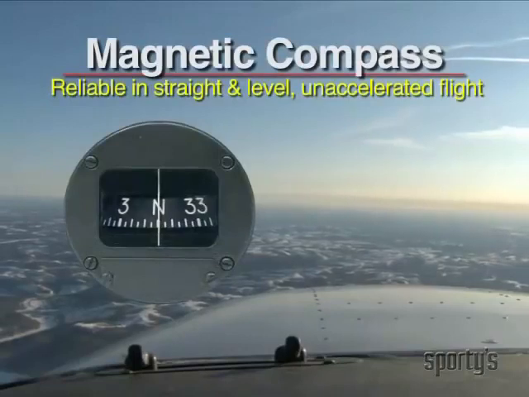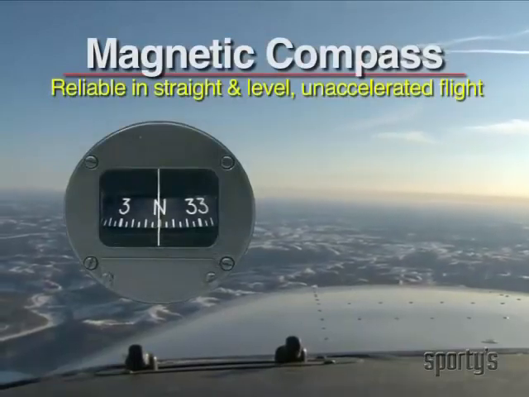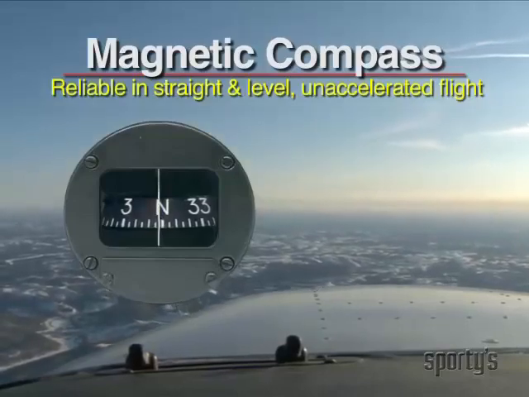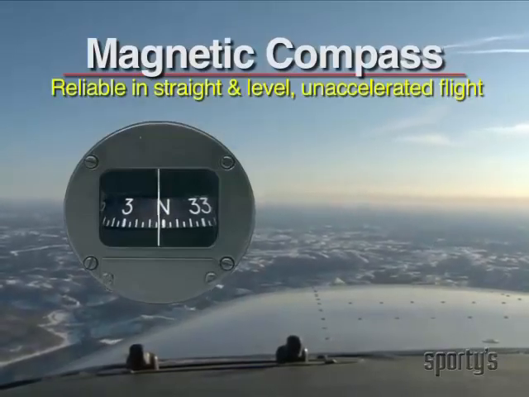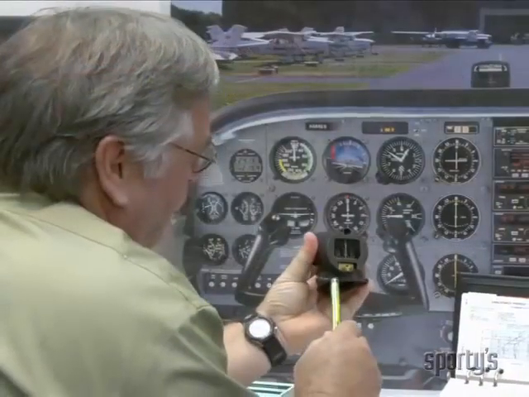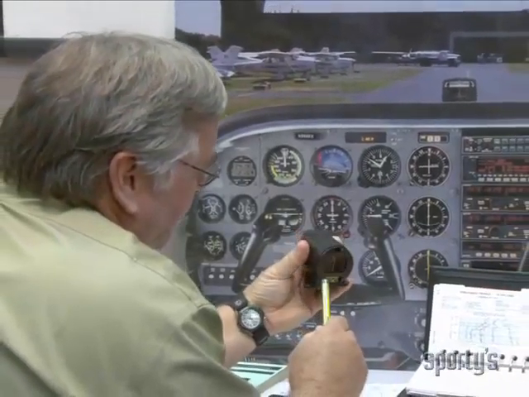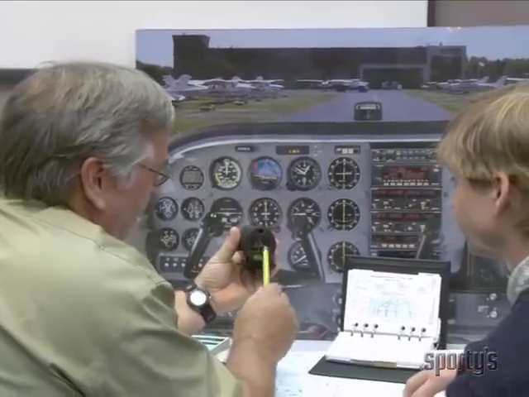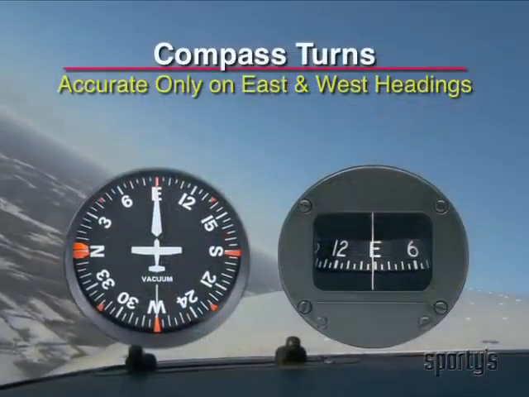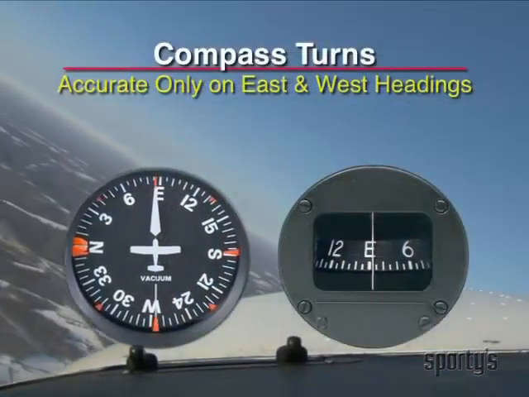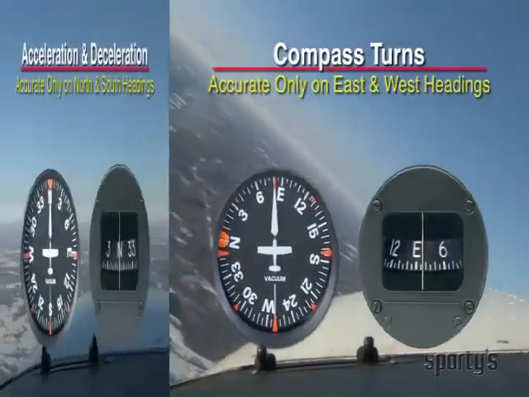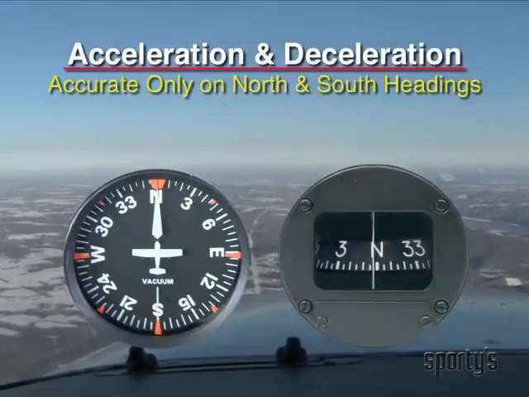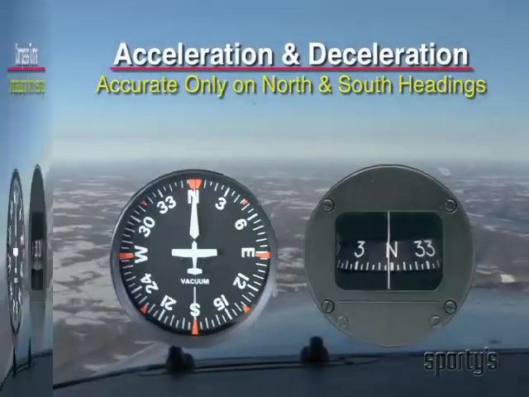The magnetic compass, which is usually the only heading instrument left, can only be relied on when the airplane is in straight, level, unaccelerated flight. From your private pilot certificate training, you'll recall that lag and lead and acceleration errors are caused by magnetic dip. During a level turn, the compass can only be believed on headings of east and west. And when accelerating or decelerating, the compass is only truthful on north and south headings.